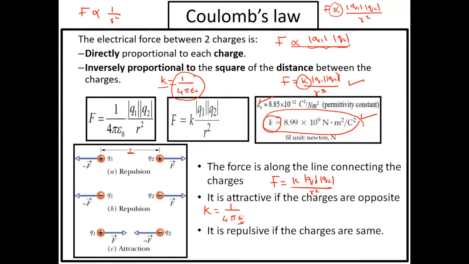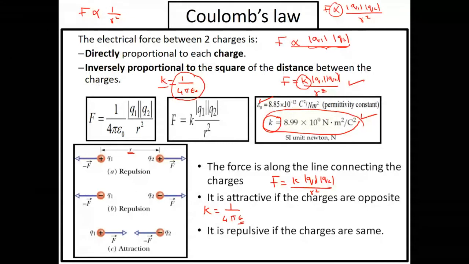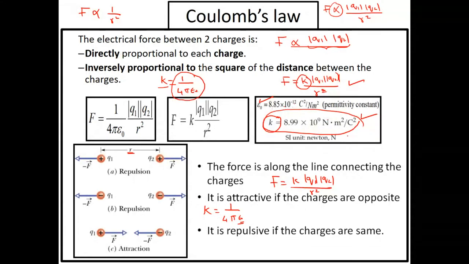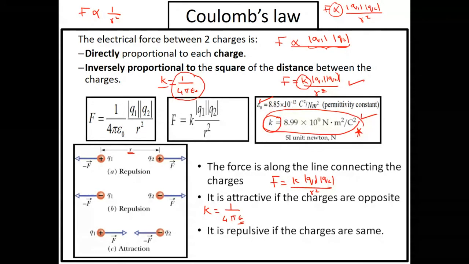Epsilon naught is a constant, the permittivity constant. It is given here. When you're talking about charges, this constant is very important. So when you substitute this value with 4 pi, you will get this value. Clear? Clear, doctor. My dear, forget about this K value. Generally, the K value will be given, so don't worry. Okay, thank you, doctor. Yes, my dear. Any other question?